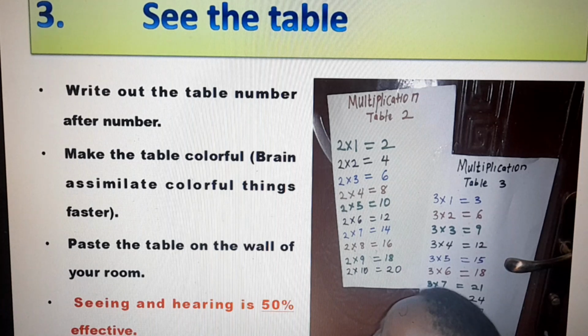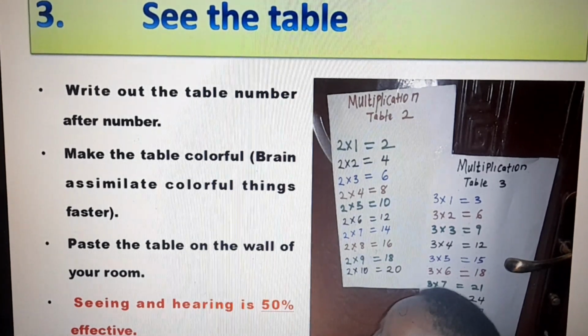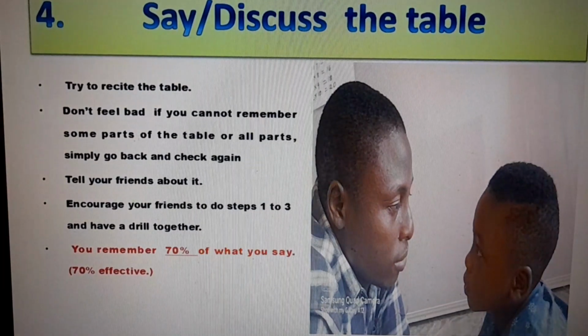So combining seeing and hearing is a very powerful way of learning the multiplication table. Yes, the next one is say the table, discuss the table. In this picture, the young man was discussing the table with his dad. The dad was asking, after he has been subjected to see the table for quite some days, okay, so what is multiplication 3 times 5? What is 3 times 4?